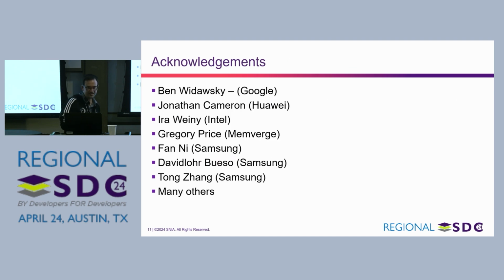And then the last slide that I have is for acknowledgments. Ben Wadowski was at Intel when he first started the QEMU CXL emulation. Right after doing that very early on, he moved to Google, but he was originally at Intel. Then Jonathan Cameron from Huawei has been really pushing QEMU forward in the kernel. Ira has been a kernel developer as well as QEMU. Gregory Price from Memverge has been involved in QEMU.